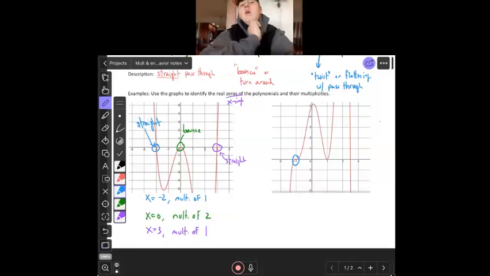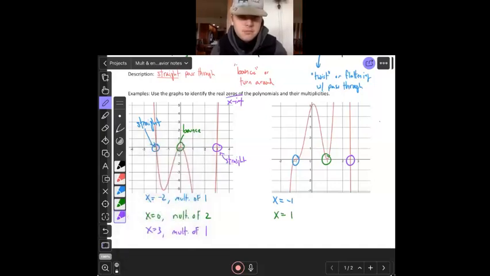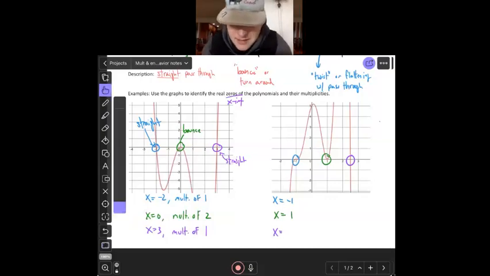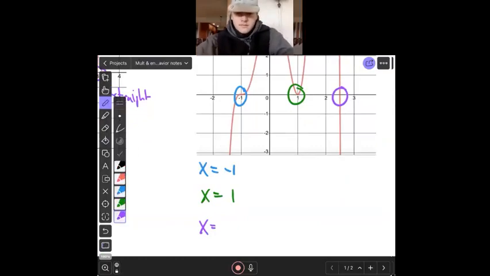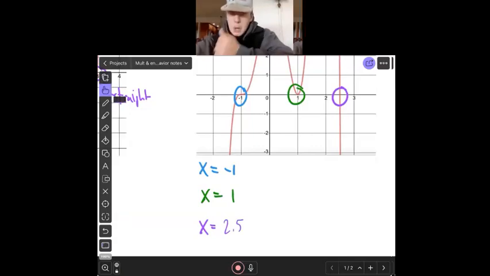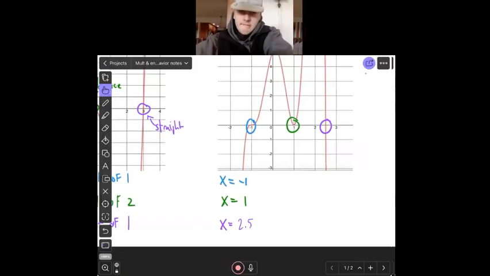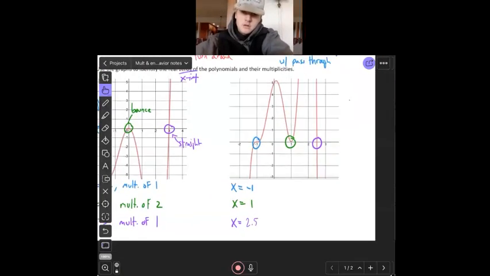So as I look at the next graph, I have an x-intercept there, an x-intercept here, and an x-intercept here. So I'm going to start by just identifying, okay, there's -1, there's +1. What's it look like the purple one is? Yeah, 2.5, right? It's pretty much 2.5. Okay. Fractions are fine, right? Nothing weird. Not going to give you like 2.17. You guys should be able to see a half pretty easily.